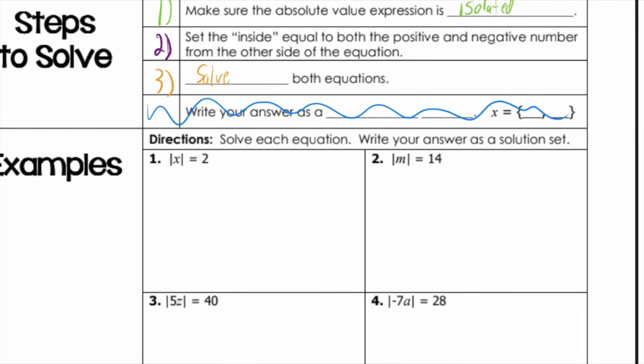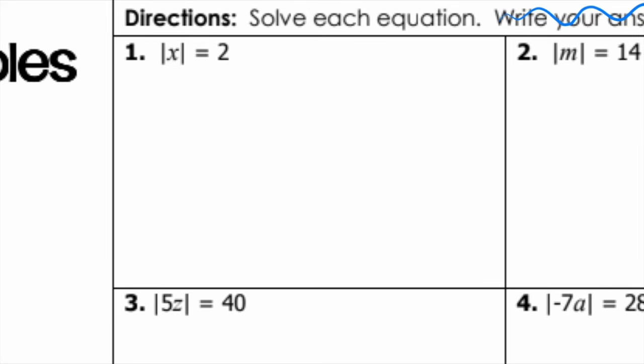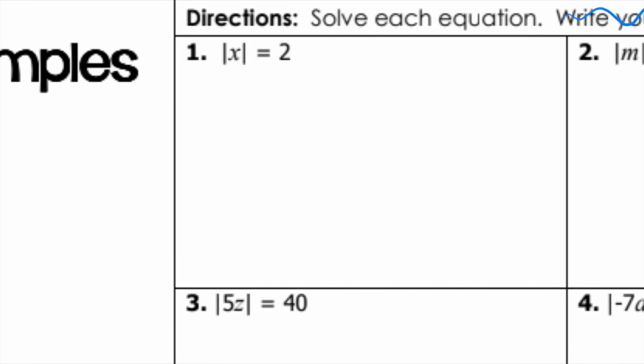Now, directions here, we're supposed to solve the equation, and it says write your answer as a solution set. But once again, I'm not going to have us be doing that part today. So number 1, the absolute value of x equals 2. This is saying that whatever's inside the absolute value bars is 2 from 0. In order for that to be the case, there's actually 2 ways that can happen.